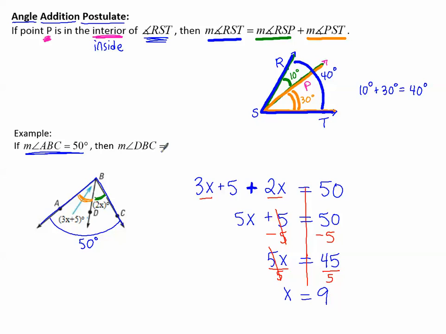Now, they did not say to find the value of x, but we need to find the value of x to find the measure of angle DBC. Angle DBC says 2x degrees. So the measure of angle DBC, which equals 2x, equals 2 times x is 9, which equals 18 degrees.